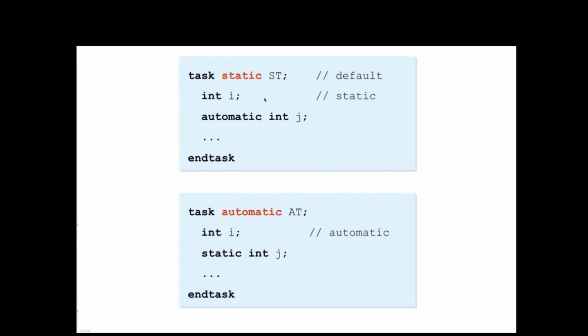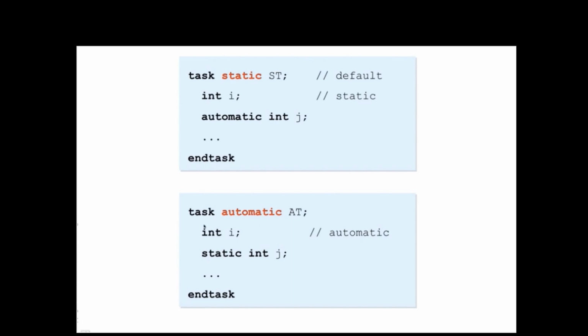So that can be sort of non-intuitive when you're trying to, let's say, reuse a task over and over again to do some common operation. Now, if you don't want that behavior to happen, what you can do is set a particular variable to be automatic, and that means that every invocation of st, in this case, will have its own copy of variable j. Okay, so that it's not shared among the different calls.